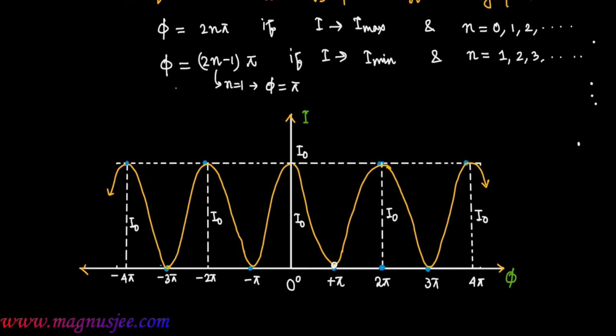So we can denote the different values of phase difference between two interfering light waves. The intensity of the resultant wave in the interference pattern will be maximum at phase difference 0 degree, 2 pi, 4 pi, 6 pi, and so on. I is the intensity of the resultant light wave in the interference pattern, and phi is the phase difference between two interfering light waves.